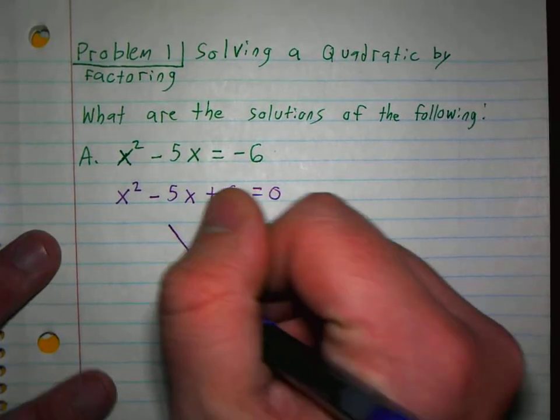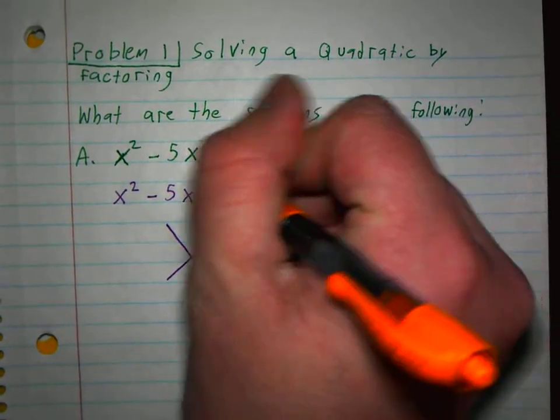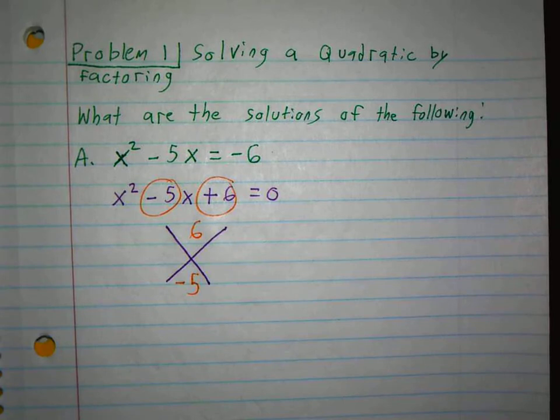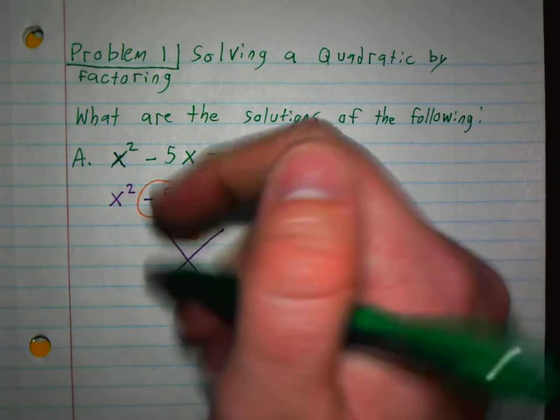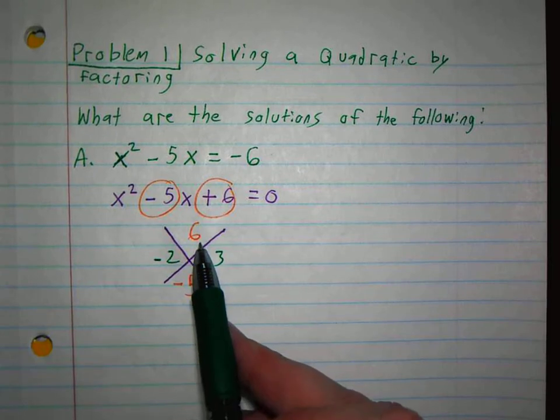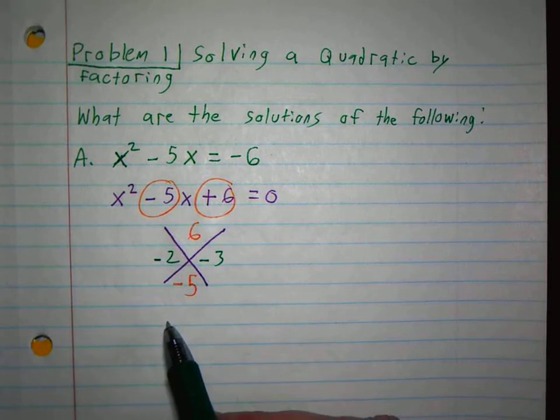So, two numbers that multiply to 6, but add to negative 5, those two numbers are what? 6 and 1. But the 6 is negative. 6 plus 1 is 7 though. And 6 plus negative 1 is 5, so that won't work. 3 and 2? Negative 2, negative 3? Yeah. So negative 2 times negative 3 is plus 6. Negative 2 plus negative 3 is negative 5.